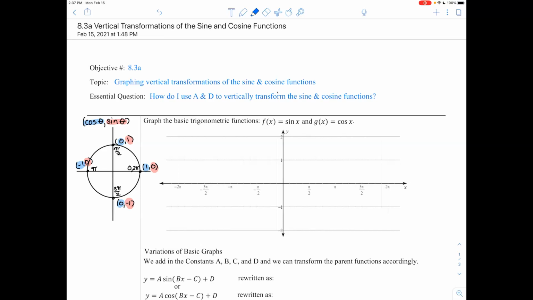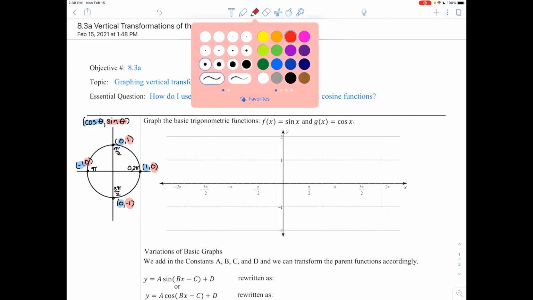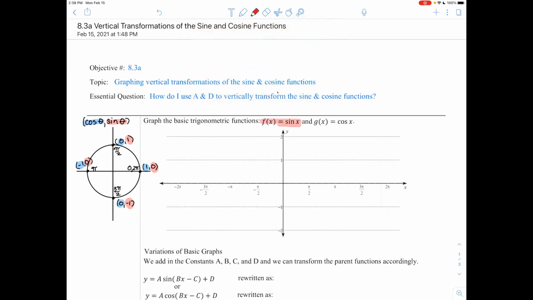What we're going to do here is just start by graphing the basic parent functions for the sine of x and the cosine of x. And all I'm going to do is use my unit circle that I've drawn here. And I'm just going to graph the quadrantal points. So we're talking about the points that are on the unit circle that are on an x-axis or a y-axis. So we're going to start by doing the sine function. So I'm going to do sine of x, or f of x equals sine of x, in red.